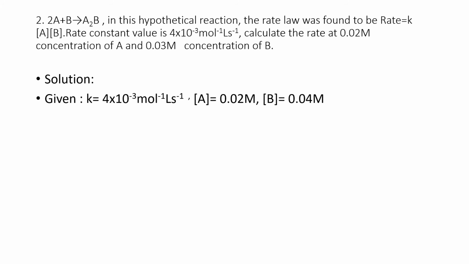We need to write first what is given. K is given, A is given, B is given. So how to write the rate expression? That is also given. Rate is equal to k into A into B. It's a very simple, very easy problem. You just substitute all the values in the equation.